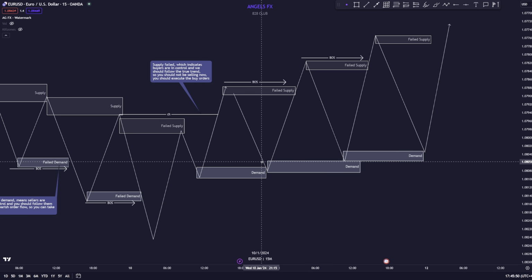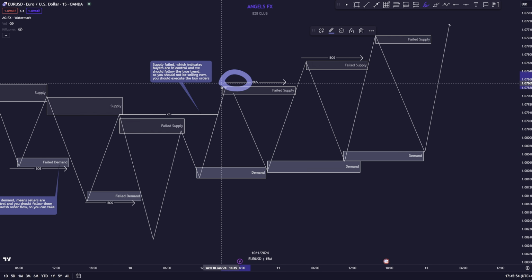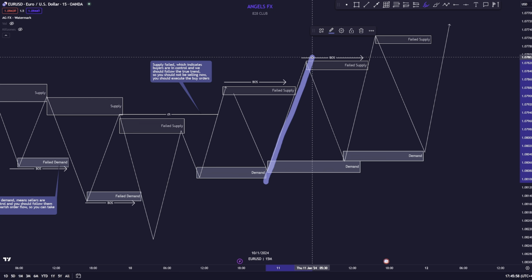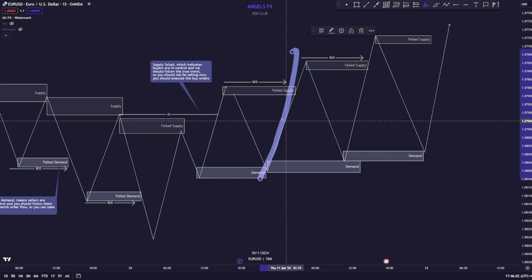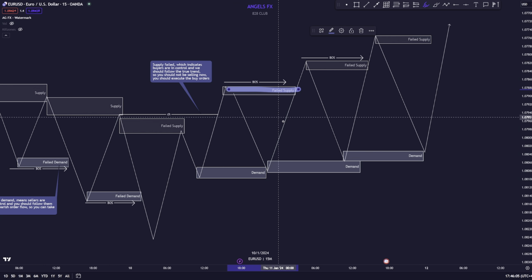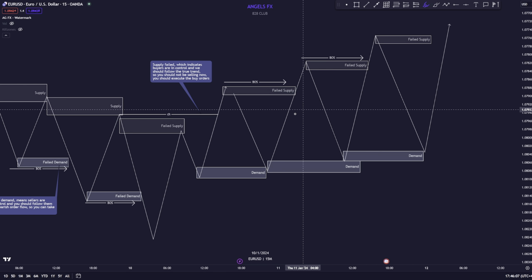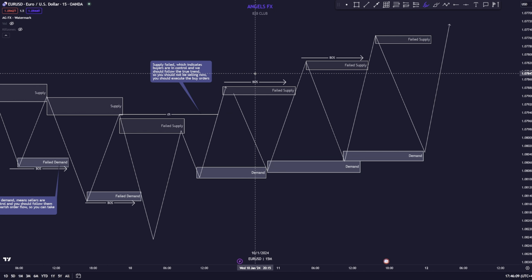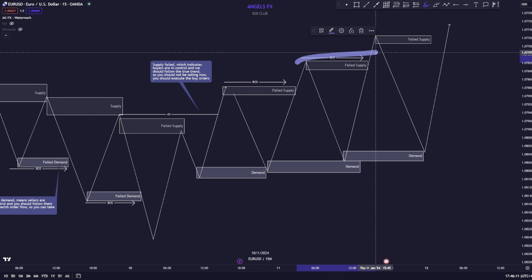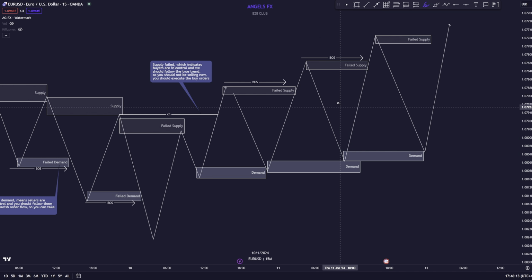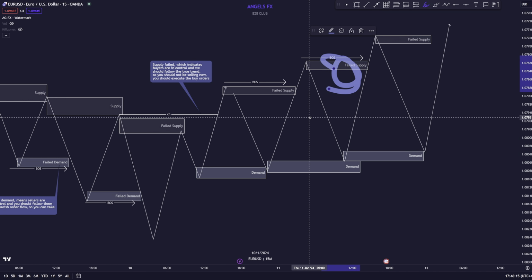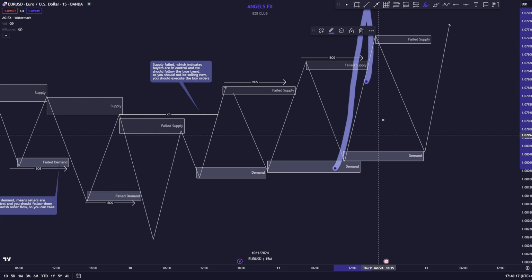Here what we have, we mitigated this demand zone and this demand zone gave us a new high, okay? So we have this breakout structure and price made a new higher high, rallied over the supply zone. So this supply became failed because it did not hold and it did not give us any reaction. Again, we have a breakout structure, we mitigated this demand zone and boom, again, failed supply zone, buyers are in control.